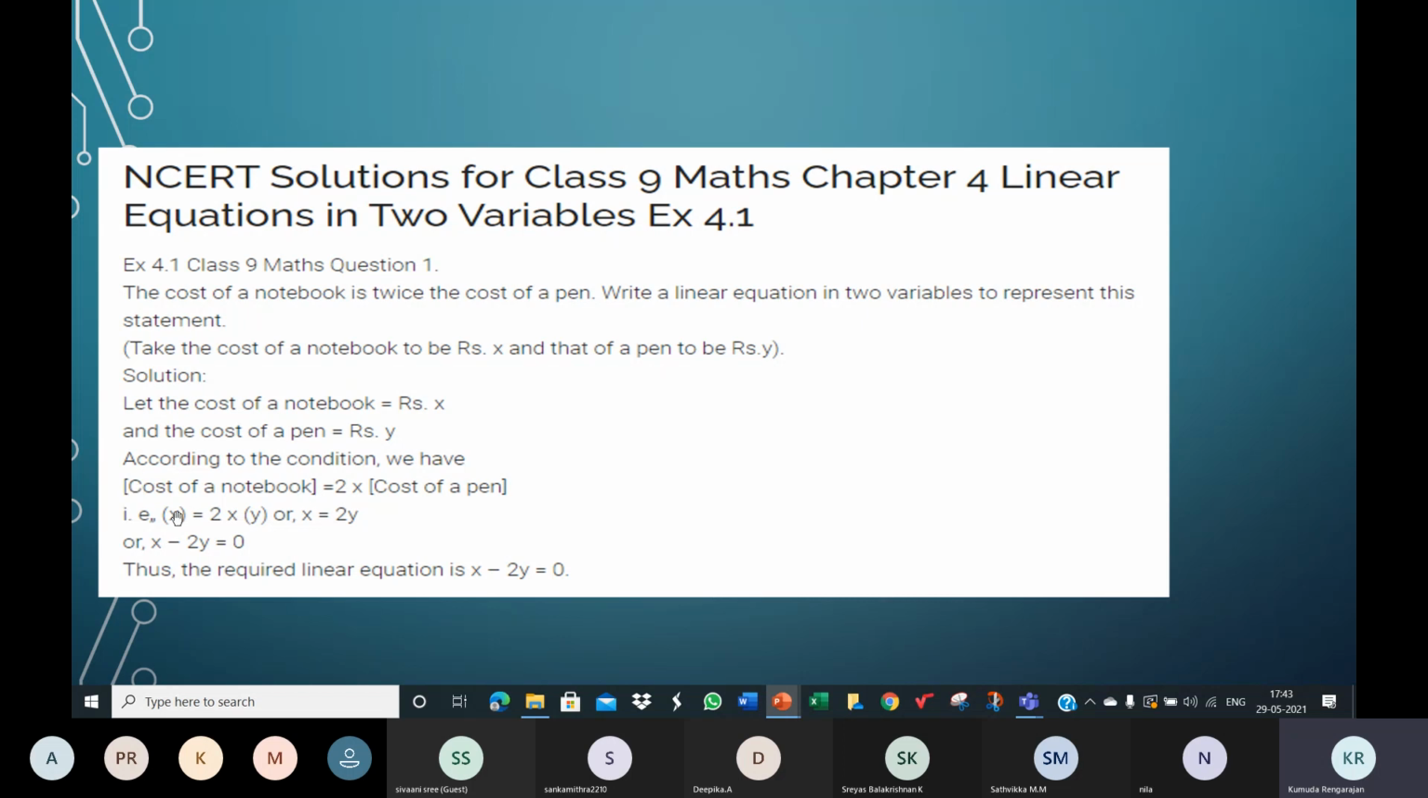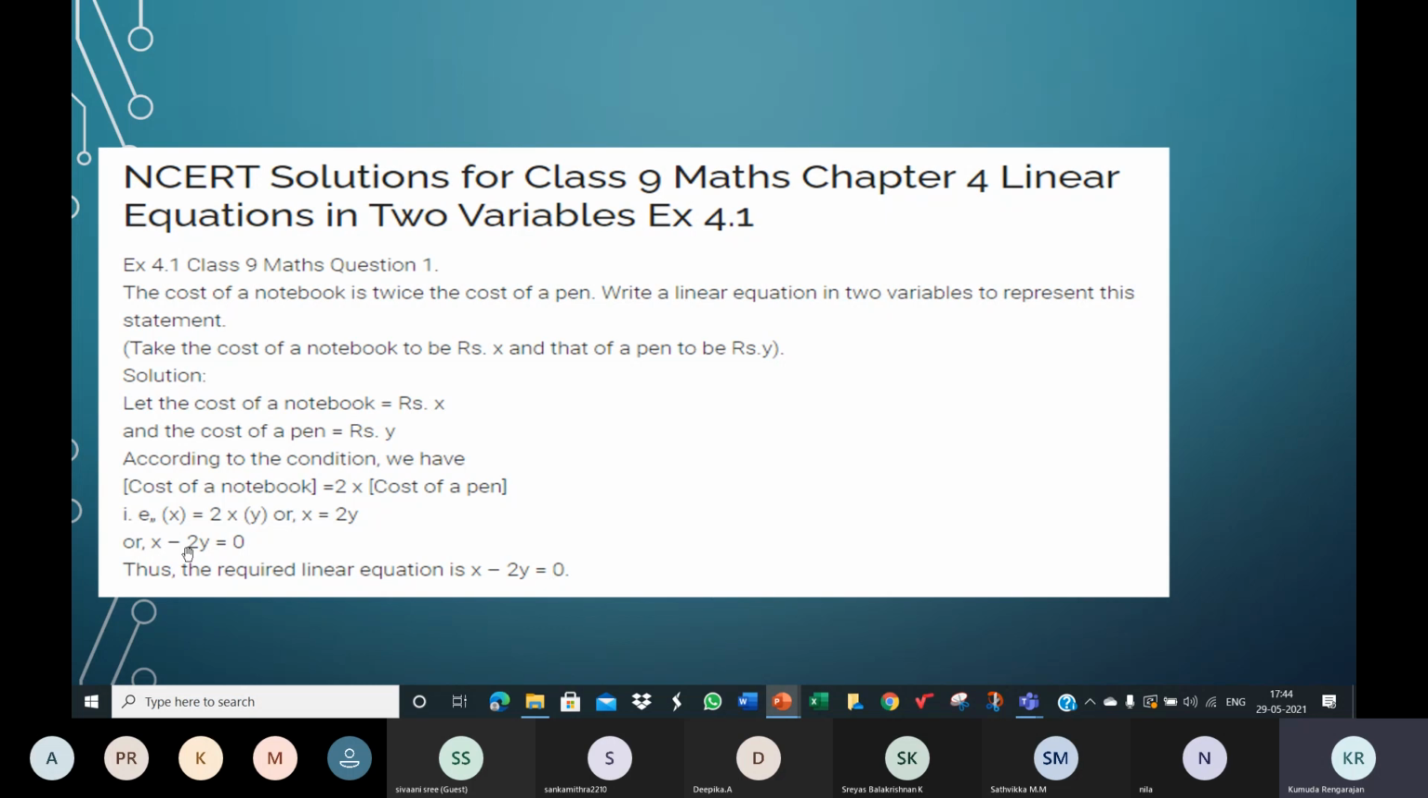The cost of a notebook is X. So X is equal to 2 into cost of a pen, 2 into Y. This is X, children. X is equal to 2 into Y, or X is equal to 2Y. 2 into Y is 2Y. Or the equation in the standard form, X minus 2Y is equal to 0. Required linear equation is X minus 2Y is equal to 0.